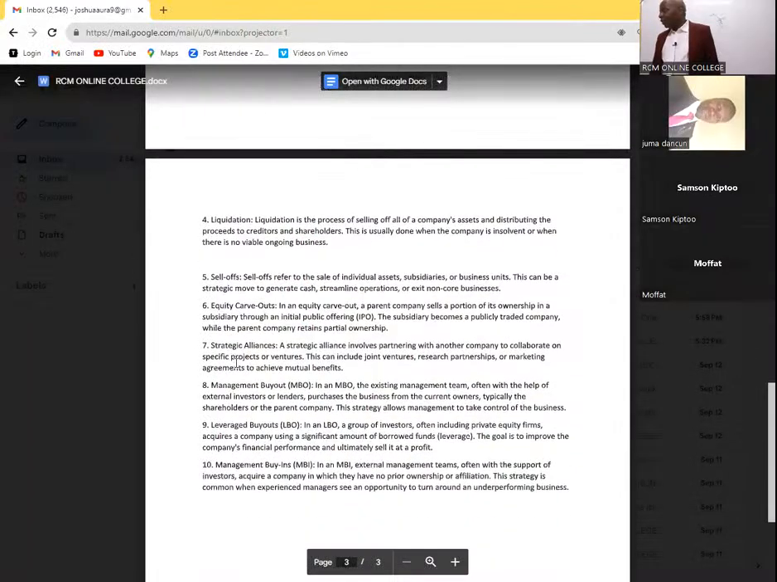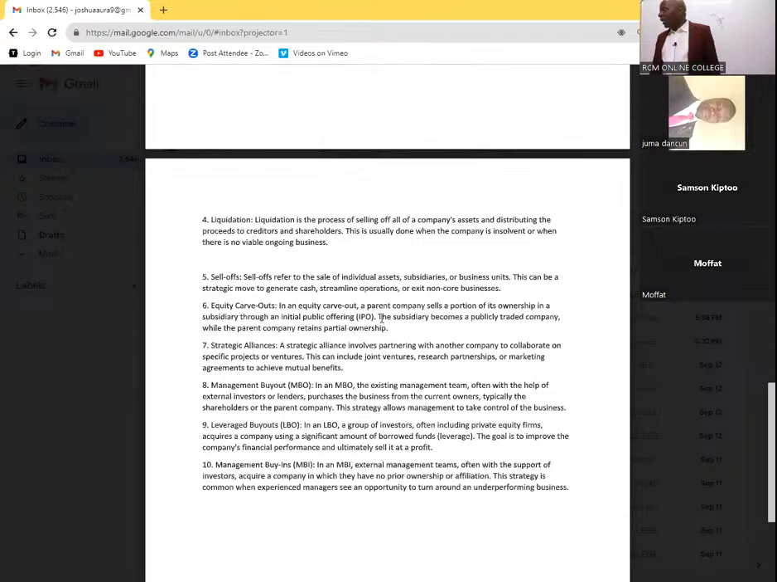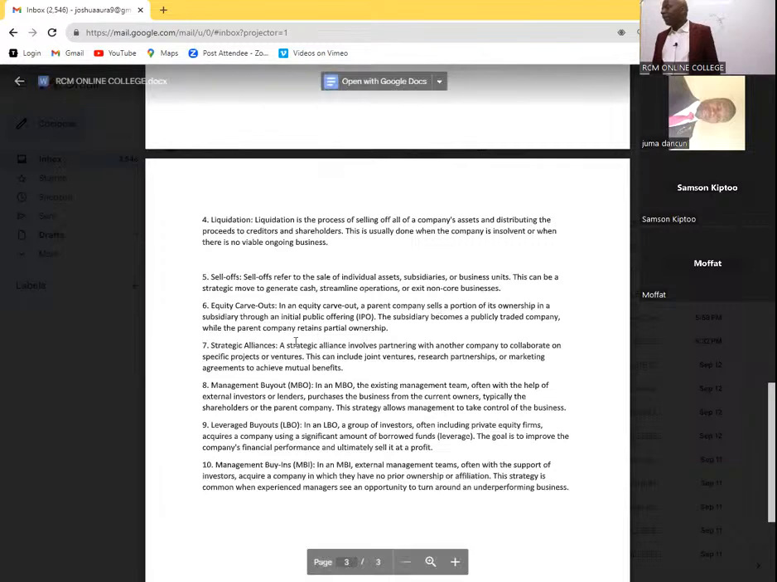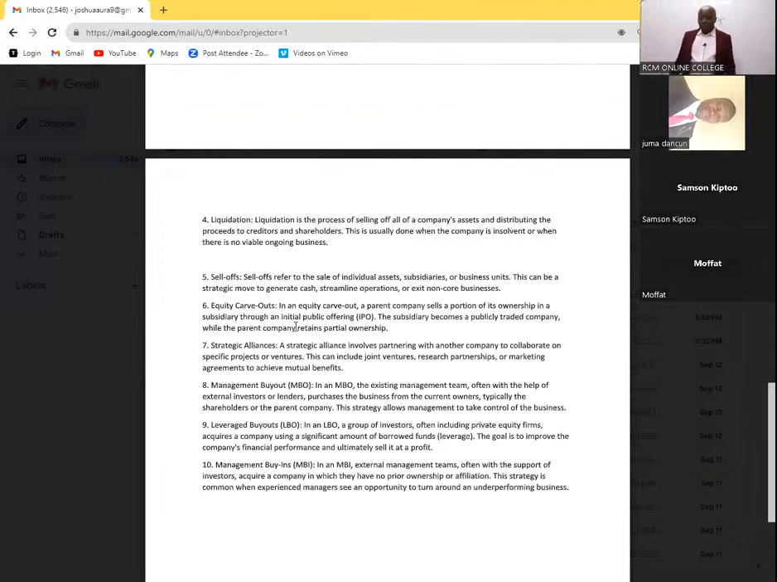So equity carve-out. In an equity carve-out, a parent company sells a portion of its ownership in a subsidiary through an initial public offering. I like that statement, I'm getting something new there. That the parent company sells out a portion of its subsidiary to third parties, leave alone those things of initial public offering. That's just selling to the public, it is selling to third parties.